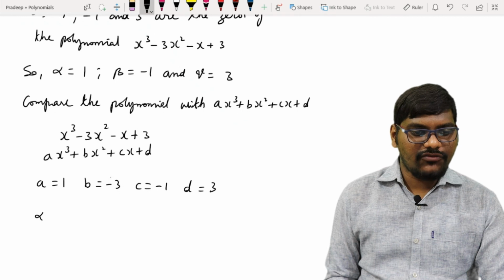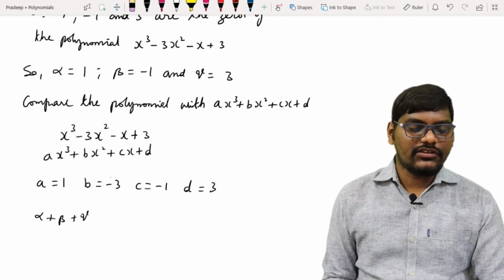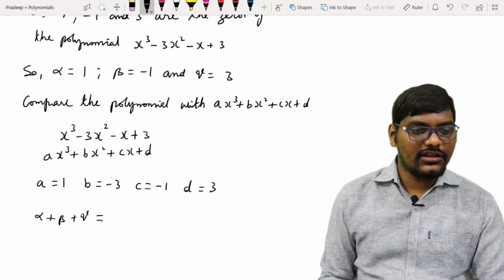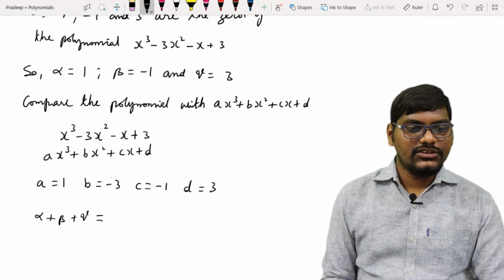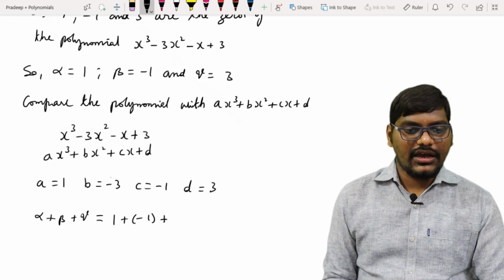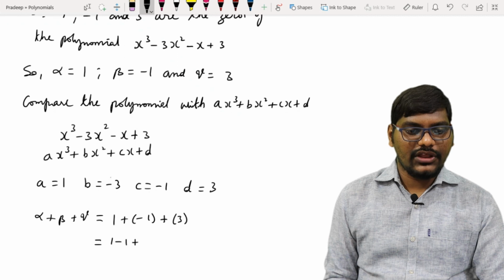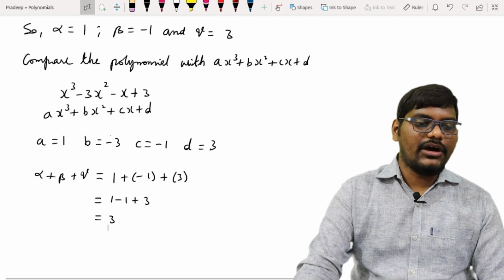For the sum, that is alpha plus beta plus gamma. Okay, this is one of the forms which we have to find out over here. So this is alpha plus beta plus gamma. Alpha is how much? That is 1, and beta is minus 1, and gamma is 3. So this becomes 1 minus 1 plus 3. So we are getting 3 as the value for the alpha, beta, gamma sum.